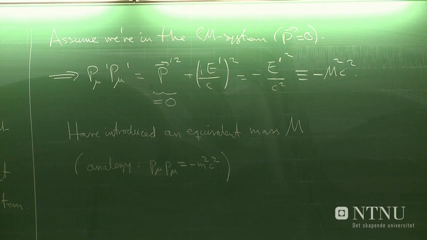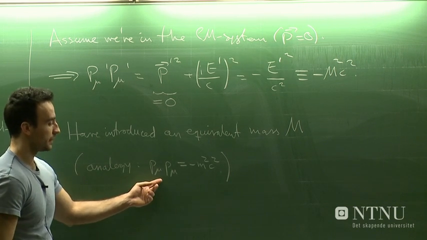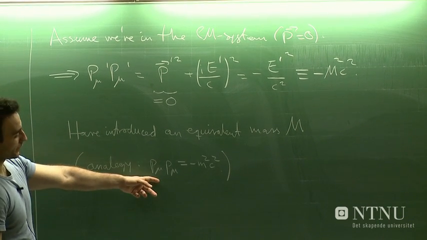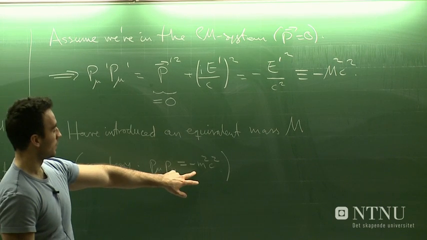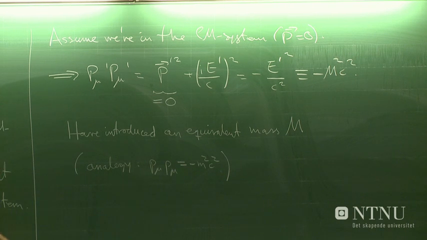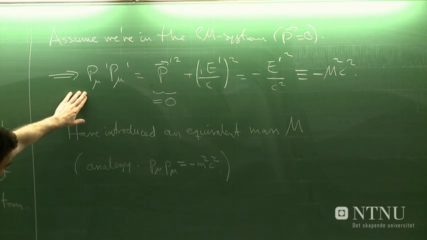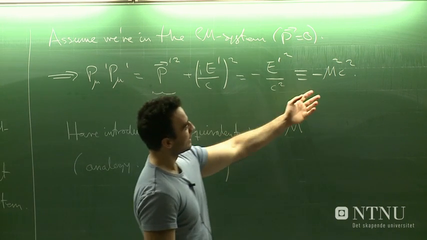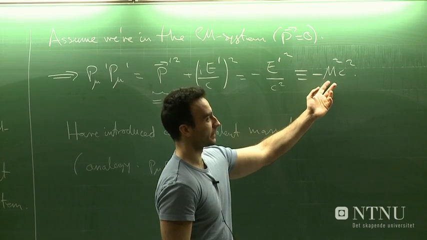And the motivation for introducing such a quantity is the known fact that if P mu is the four-momentum of some particle with mass m, then P mu squared is given as minus m squared c squared. So we're just saying that the total four-momentum squared is invariant, this we know, so we define this invariant in the following way.